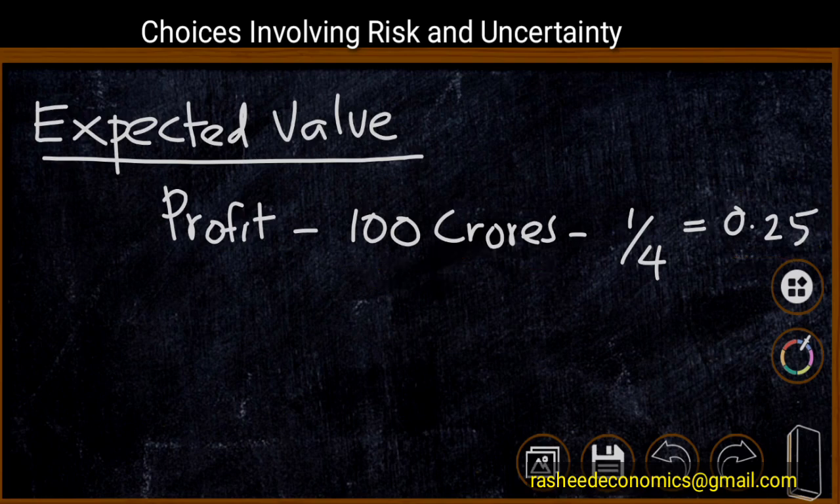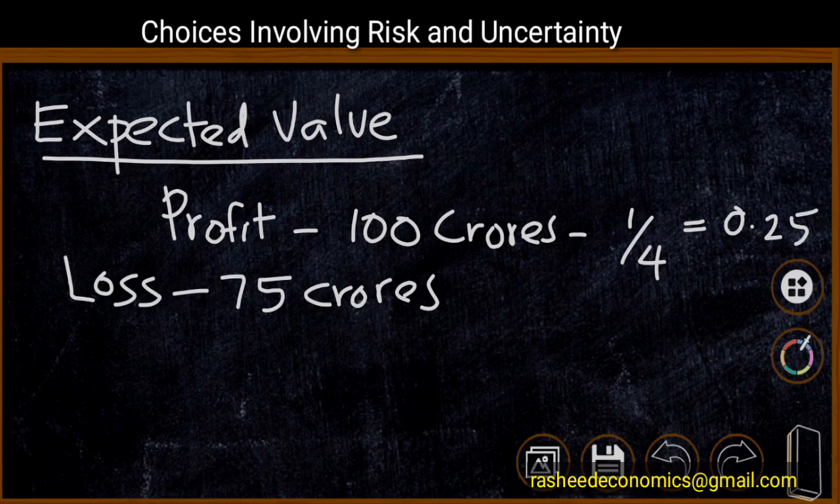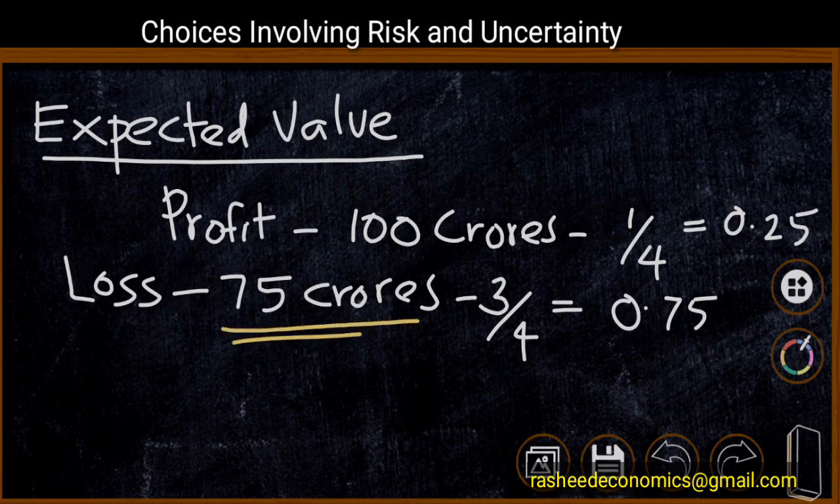The company may suffer a loss of 75 crores if the investment is unsuccessful, and the probability of unsuccessful investment is 3 by 4, and automatically its probability is 0.75. Here the payoff associated with this loss is 75 crores and the probability is 0.75.